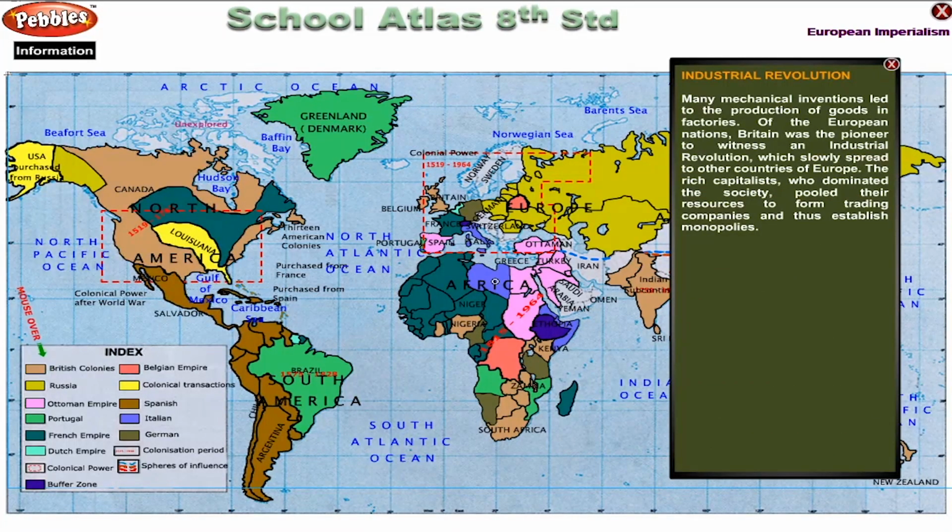Industrial Revolution. Many mechanical inventions led to the production of goods in factories. Of the European nations, Britain was the pioneer to witness an industrial revolution, which slowly spread to other countries of Europe. The rich capitalists who dominated the society pooled their resources to form trading companies and thus establish monopolies.